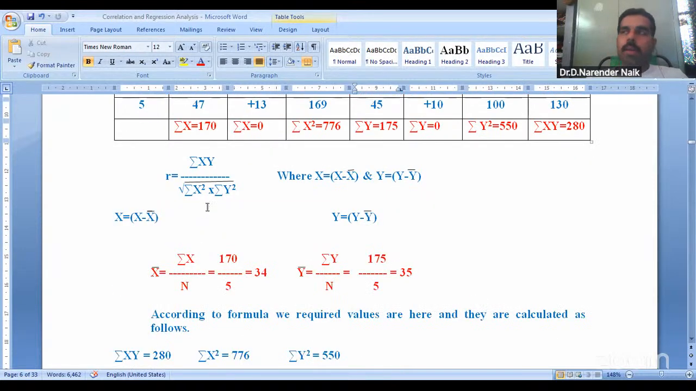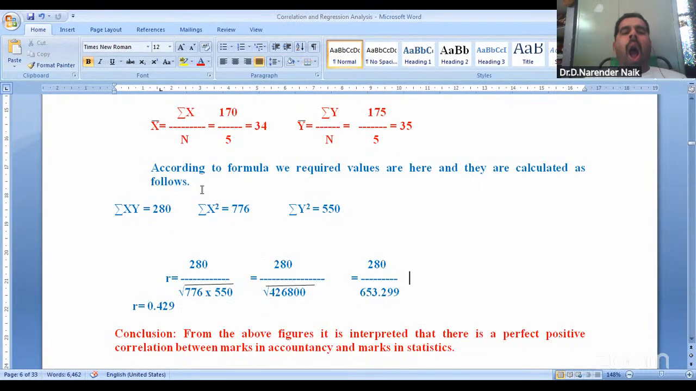According to the principle, r is equal to sigma xy by under root of sigma x square into sigma y square. According to the formula, the required values are calculated as follows: sigma xy is equal to 280, sigma x square is equal to 776, sigma y square is equal to 550. Then r is equal to sigma xy by under root of sigma x square into sigma y square. We did the calculation, and finally the answer is r is equal to 0.429. So it is a positive correlation.